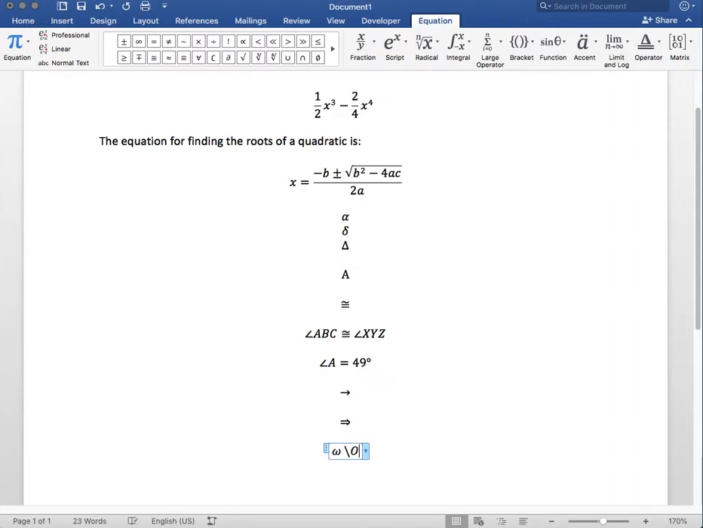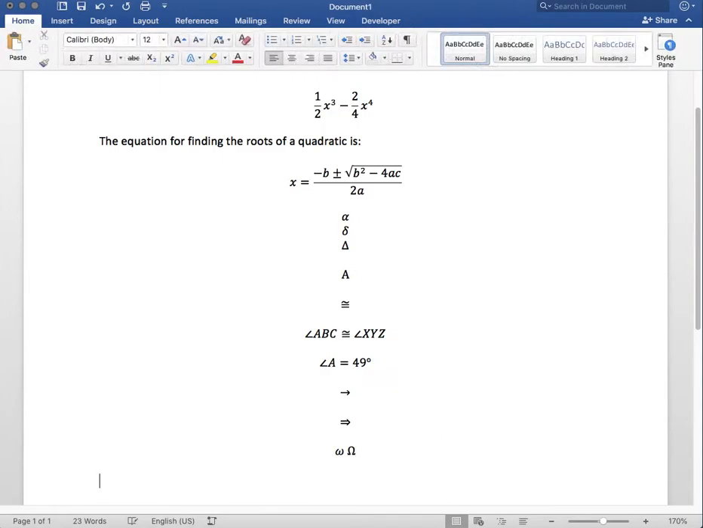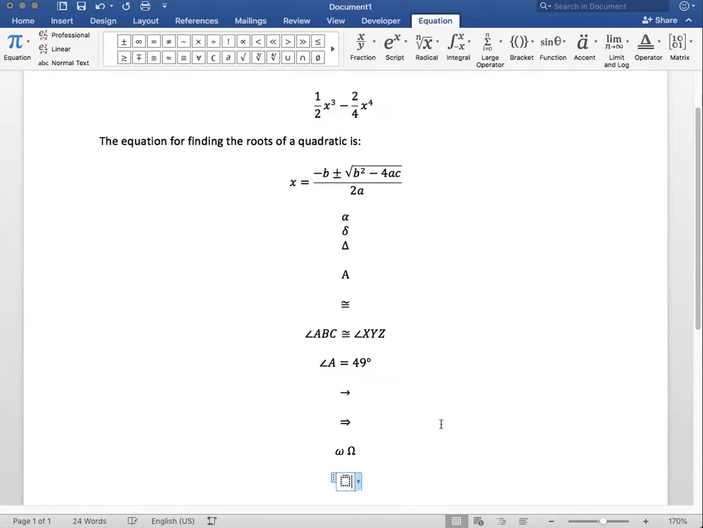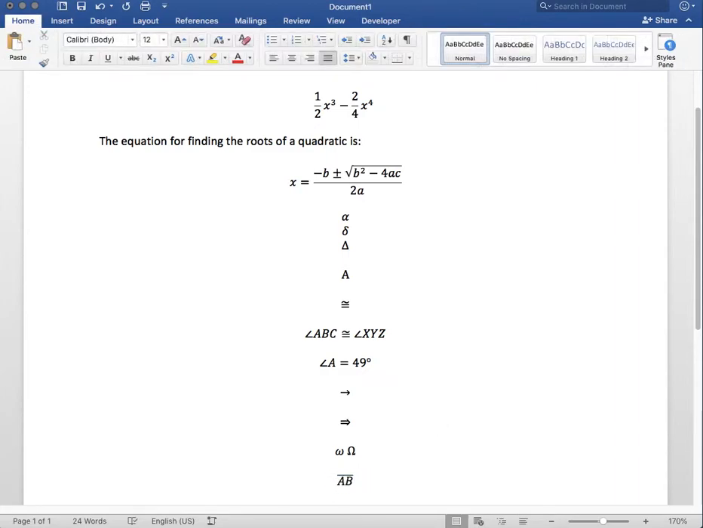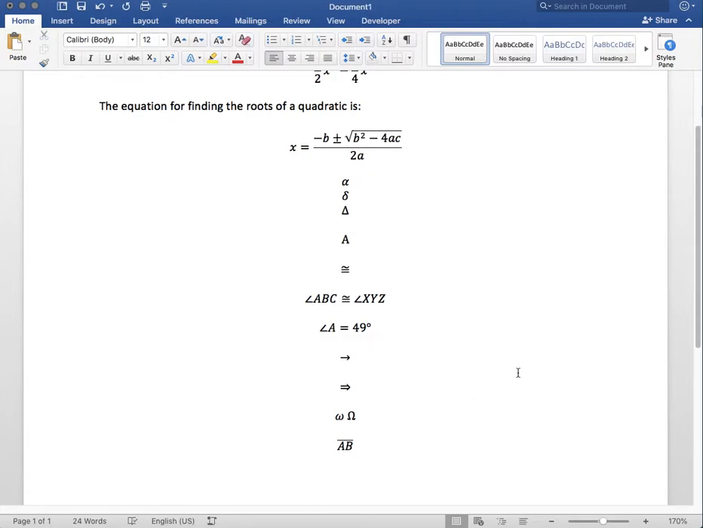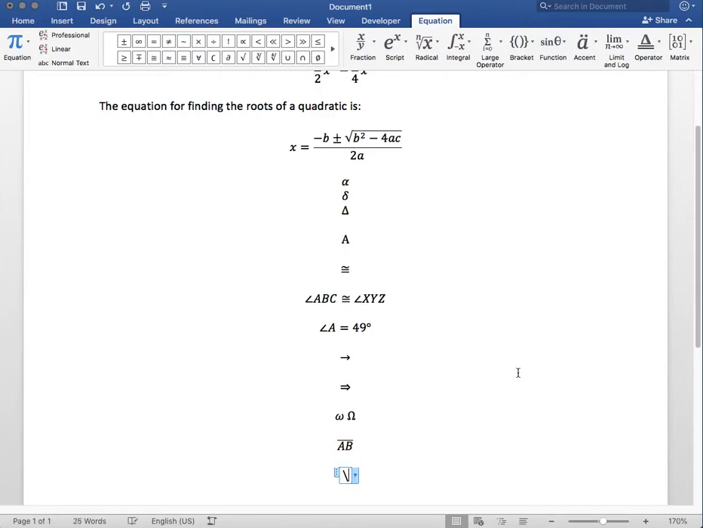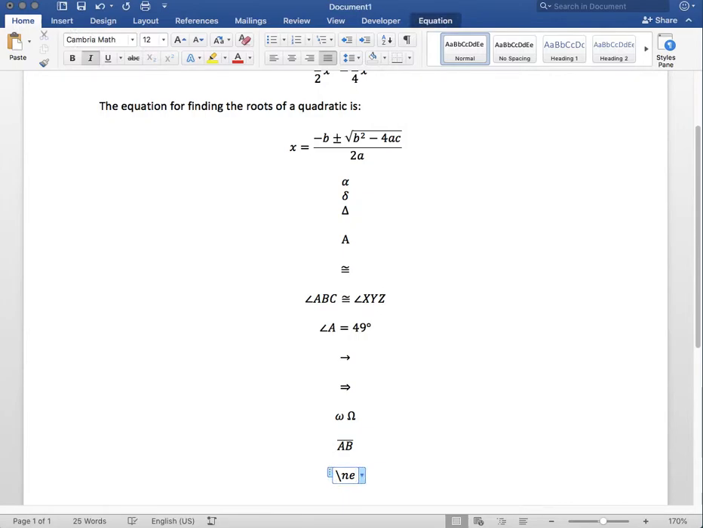Omega lowercase, omega uppercase. Backslash bar. I hit two spaces that time to get the template there, and now I can do AB, and that gives me segment AB. Backslash NE is not equals. Backslash greater than or equal to is GE. Backslash less than or equal to is LE. So we can get these symbols also.